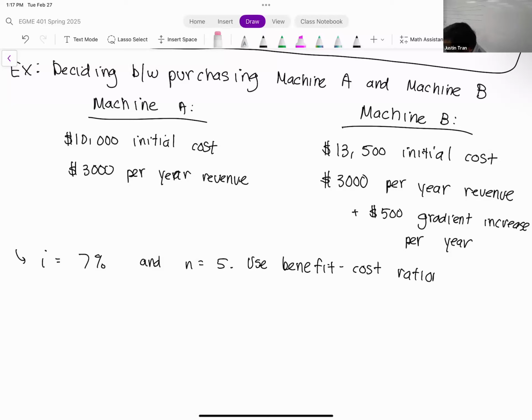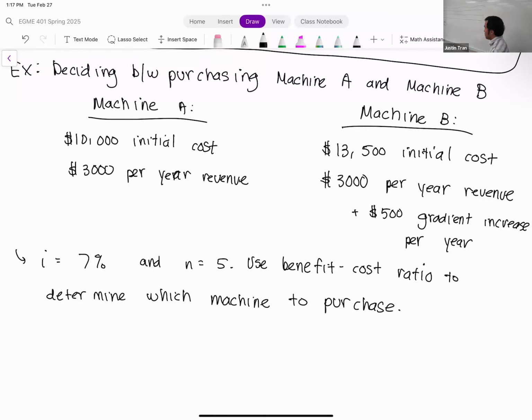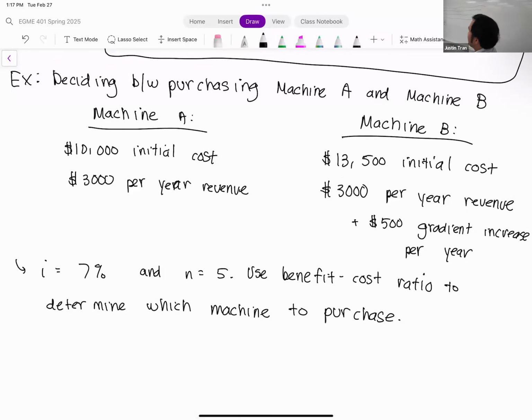All right, so what we're going to do is use benefit cost ratio to determine which machine to purchase. All right, I think this may be the third or fourth time we've done this exact example. So this is the last time, I promise. The last time we're going to see machine A, machine B. So, we'll make sure we do it right. Any questions on just the setup for the problem?